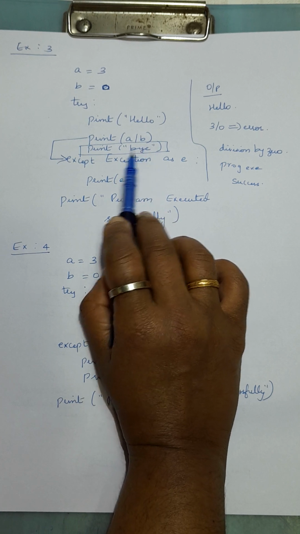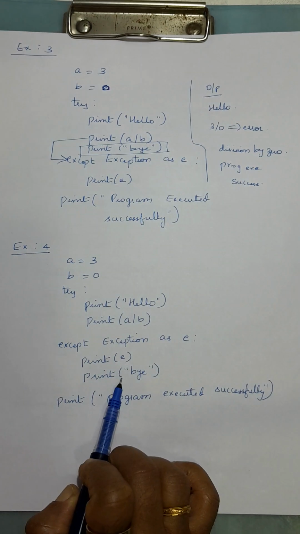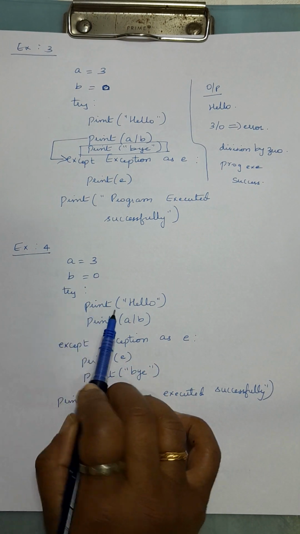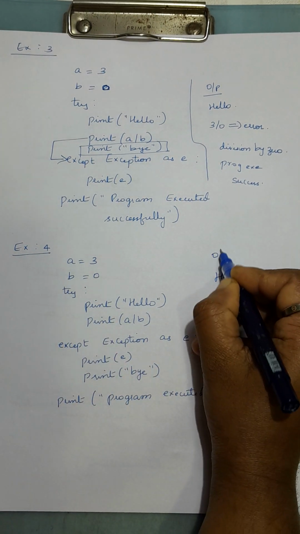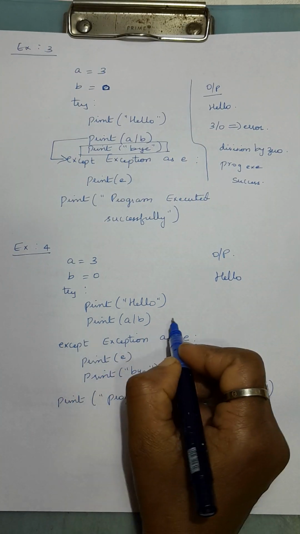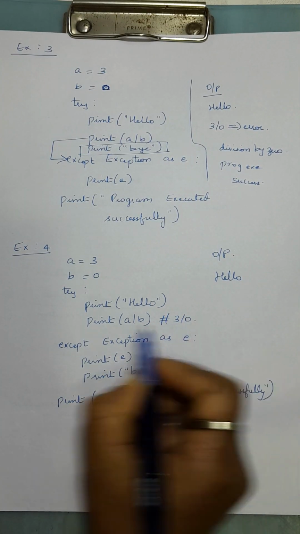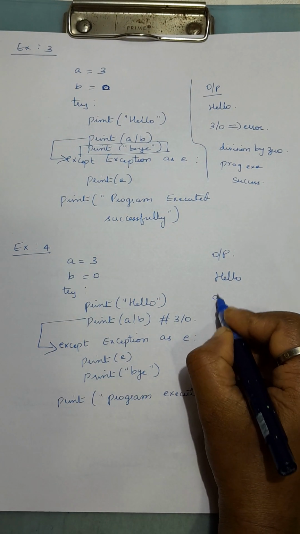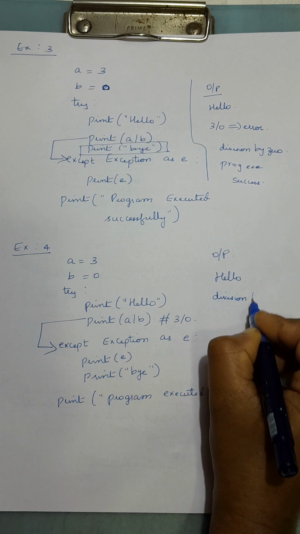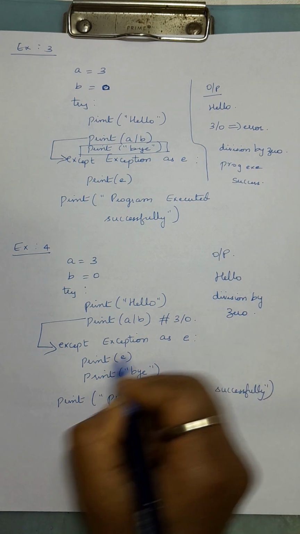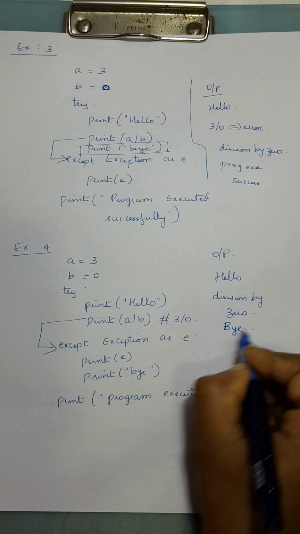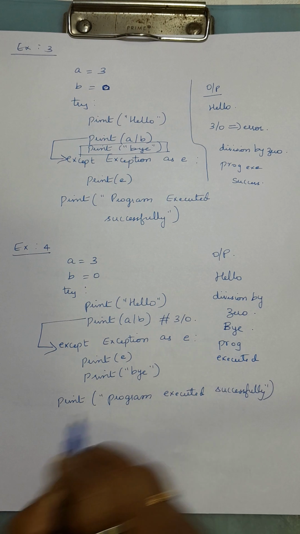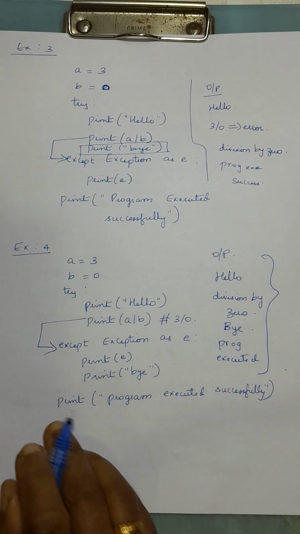Okay, in order to obtain that, what other option do we have? We can put it within the except block. Now see here, A is equal to 3, B is equal to 0. Try print hello. I'll get hello as the output. A divided by B, which means 3 divided by 0. There is an exception, so it comes here to handle that. Print E. What is E? It will print division by 0, and I'll get the bye message followed by program executed successfully. Right? So these are the outputs that I'll get.